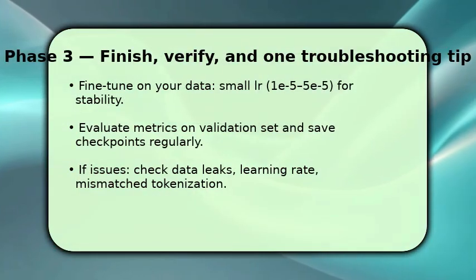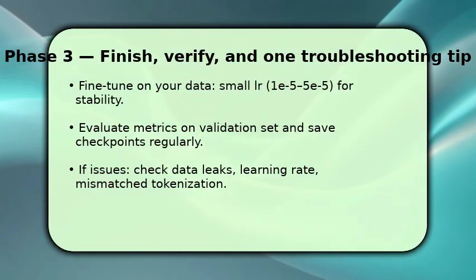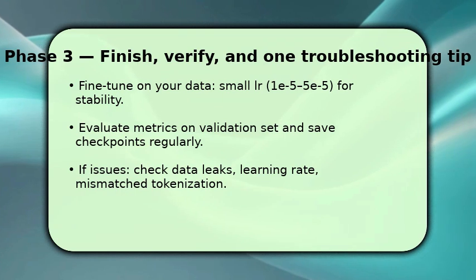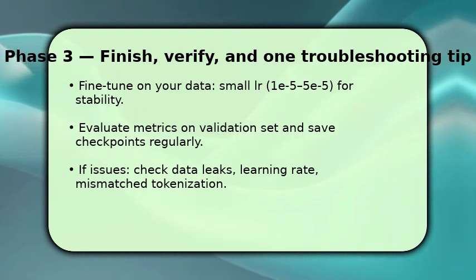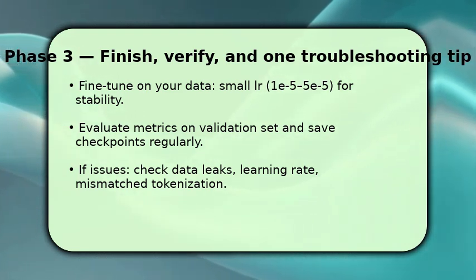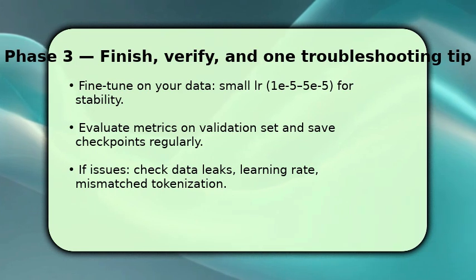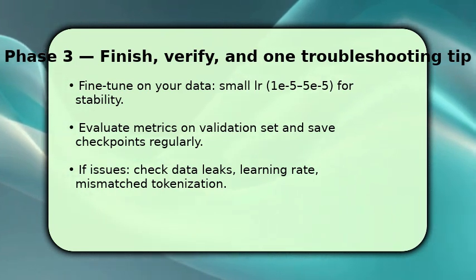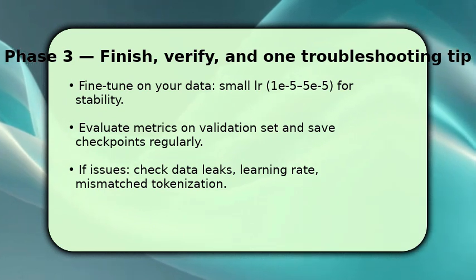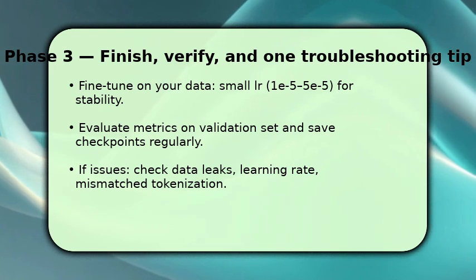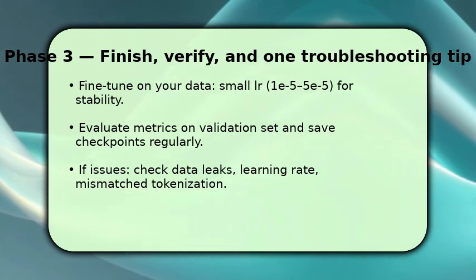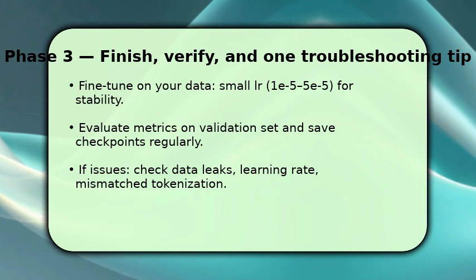You fine-tune with a conservative learning rate, typically 1E-5 to 5E-5, and short runs to validate progress. Once training starts, evaluate metrics on your held-out validation set and save checkpoints so you can roll back if a run diverges. If results are poor, inspect data preprocessing and tokenization mismatches. These are common culprits. Also, try lowering the learning rate, increasing regularization, or using gradient clipping.